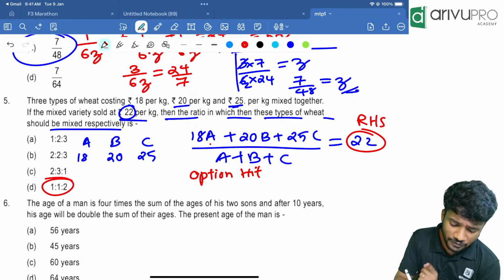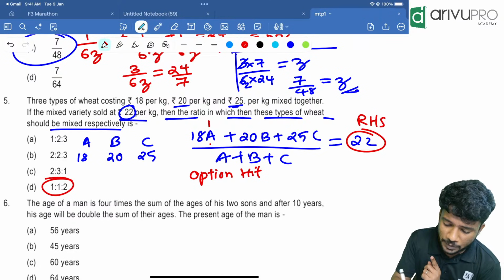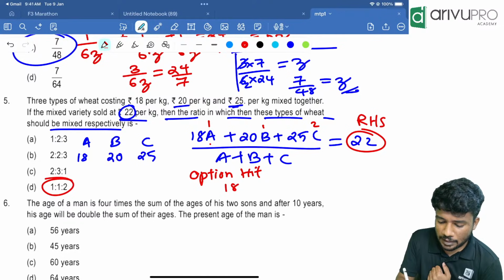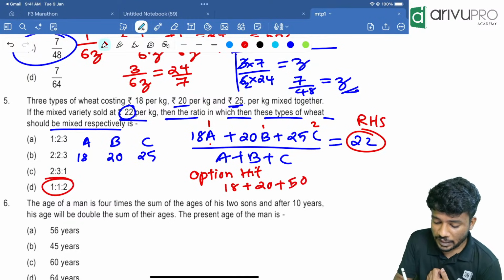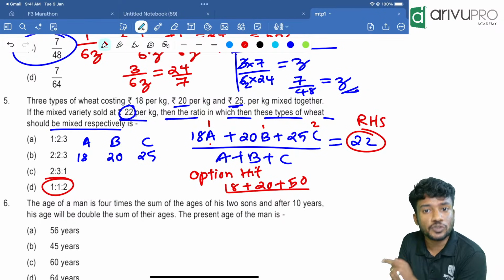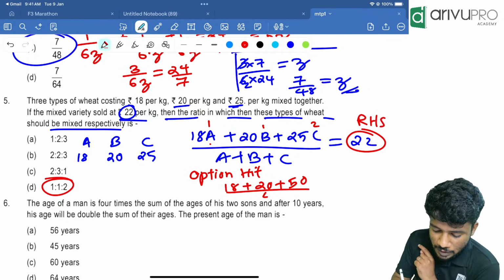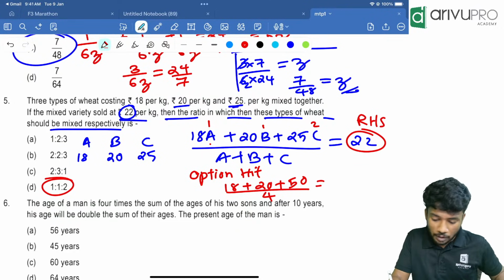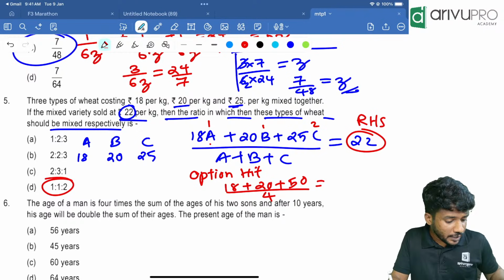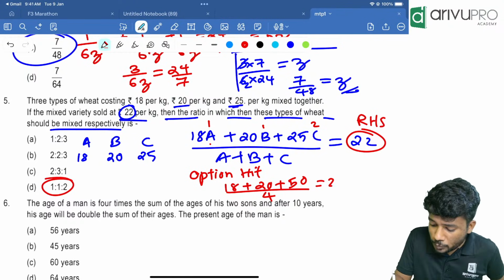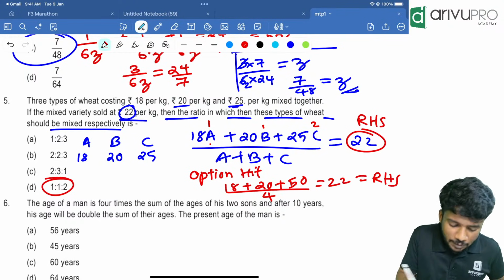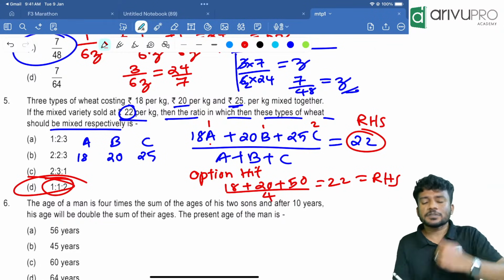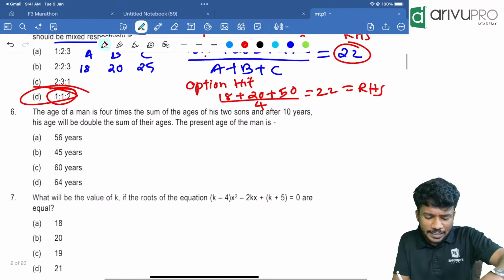Option D means instead of A, you will put 1. Instead of B, you will put 1. Instead of C, you will put 2. That is 18 plus 20 plus 25 into 2 is how much? 50 divided by 1 plus 1 plus 2. 1 plus 1 plus 2 is how much? 4. Which is equal to how much? 18 plus 20 plus 50 divided by 4 is equal to 22, which is equal to RHS. That means option D is your right answer, people. That's the method. Next question.